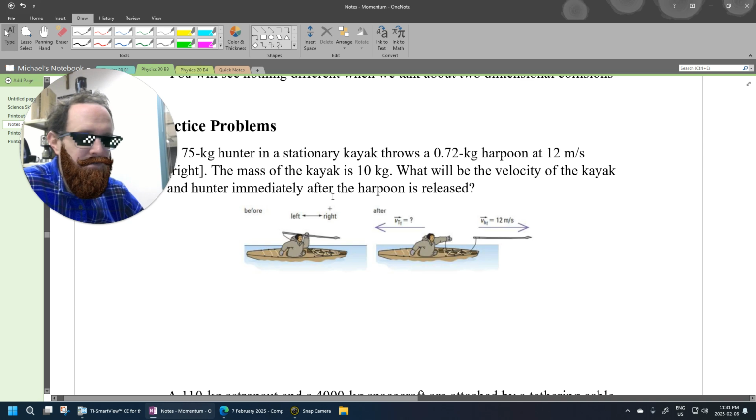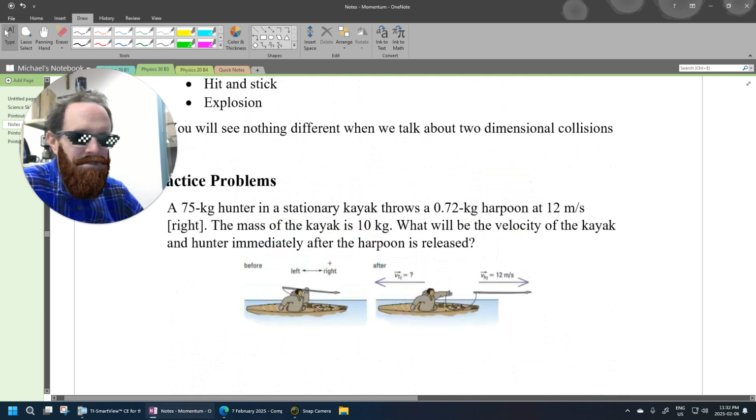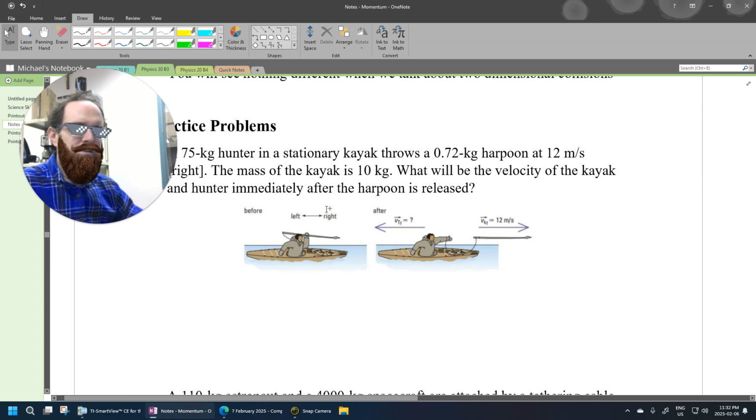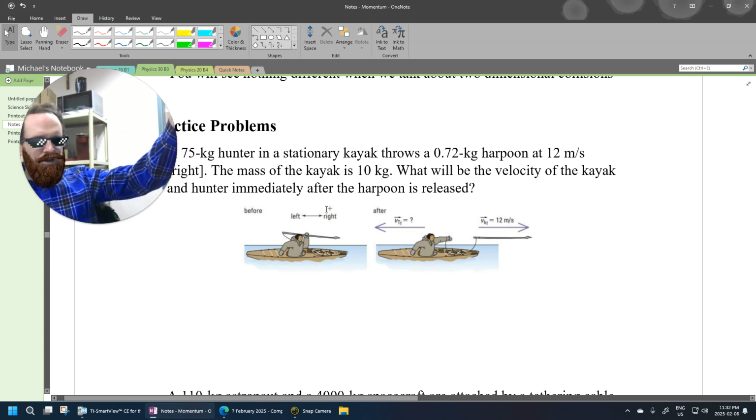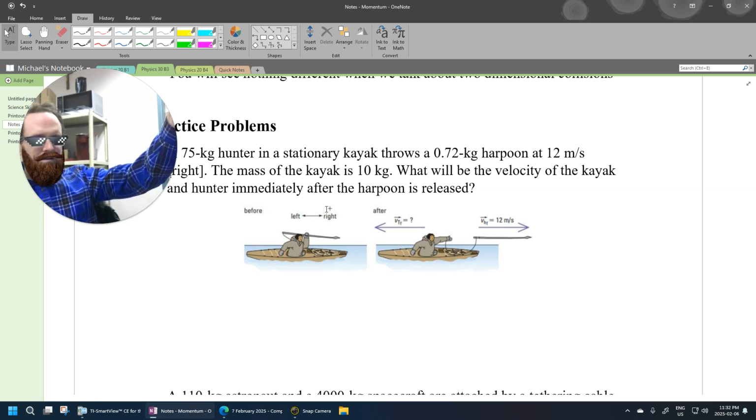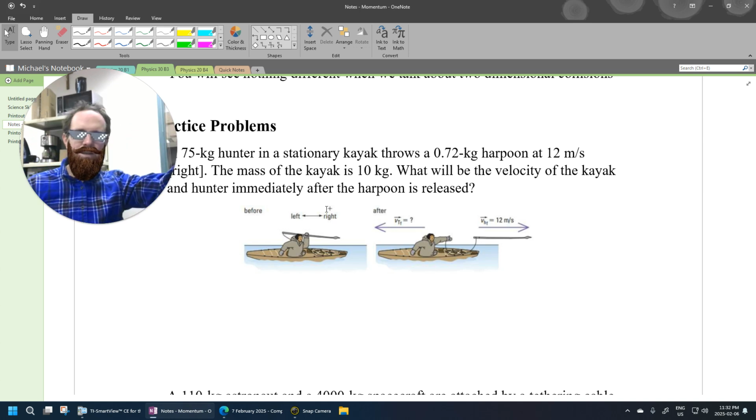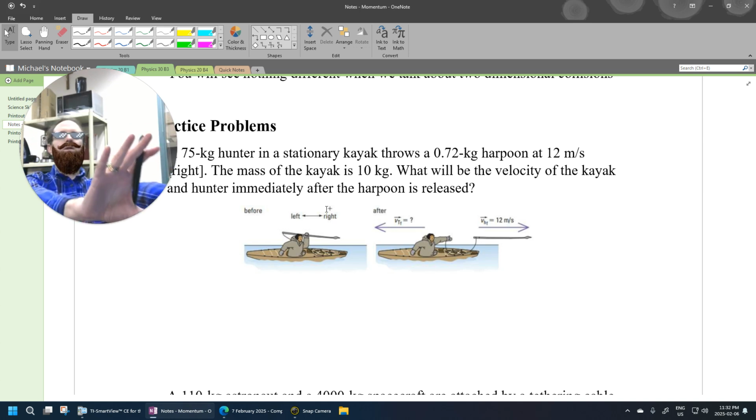So here's another one. We got a guy kind of just sitting here in a boat. He's going to throw his harpoon one way, and because he throws his harpoon in one direction, he's going to have this recoil backwards. It's like if you ever shot a gun, the tiny little bullet goes really fast one direction, and you get that recoil backwards, into your shoulder. Or if you have a pistol, it recoils backwards there.